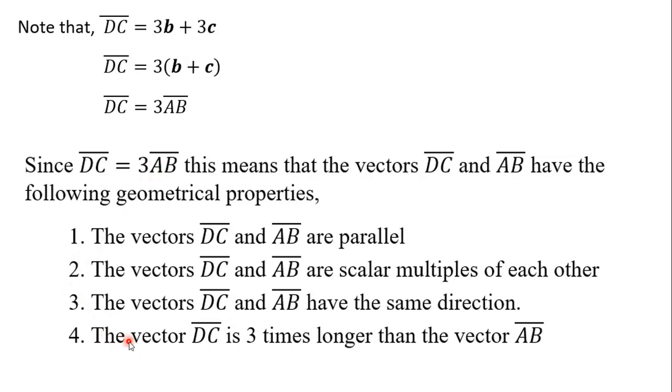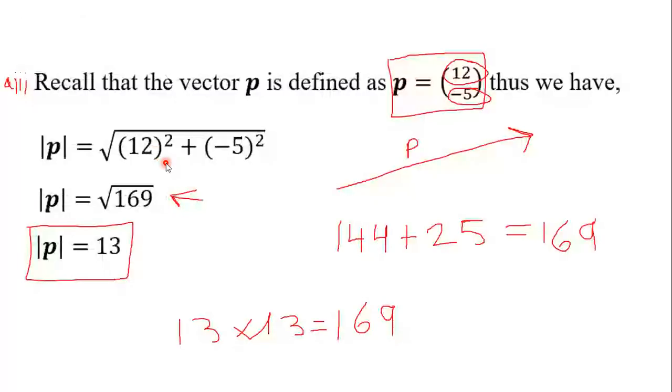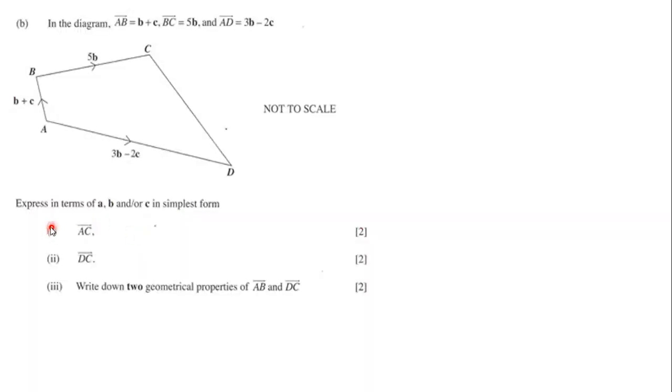And finally, the vector DC is 3 times longer than the vector AB, and we can see that: DC is equal to 3 times AB. Okay, so we've answered BI, BII, and BIII.